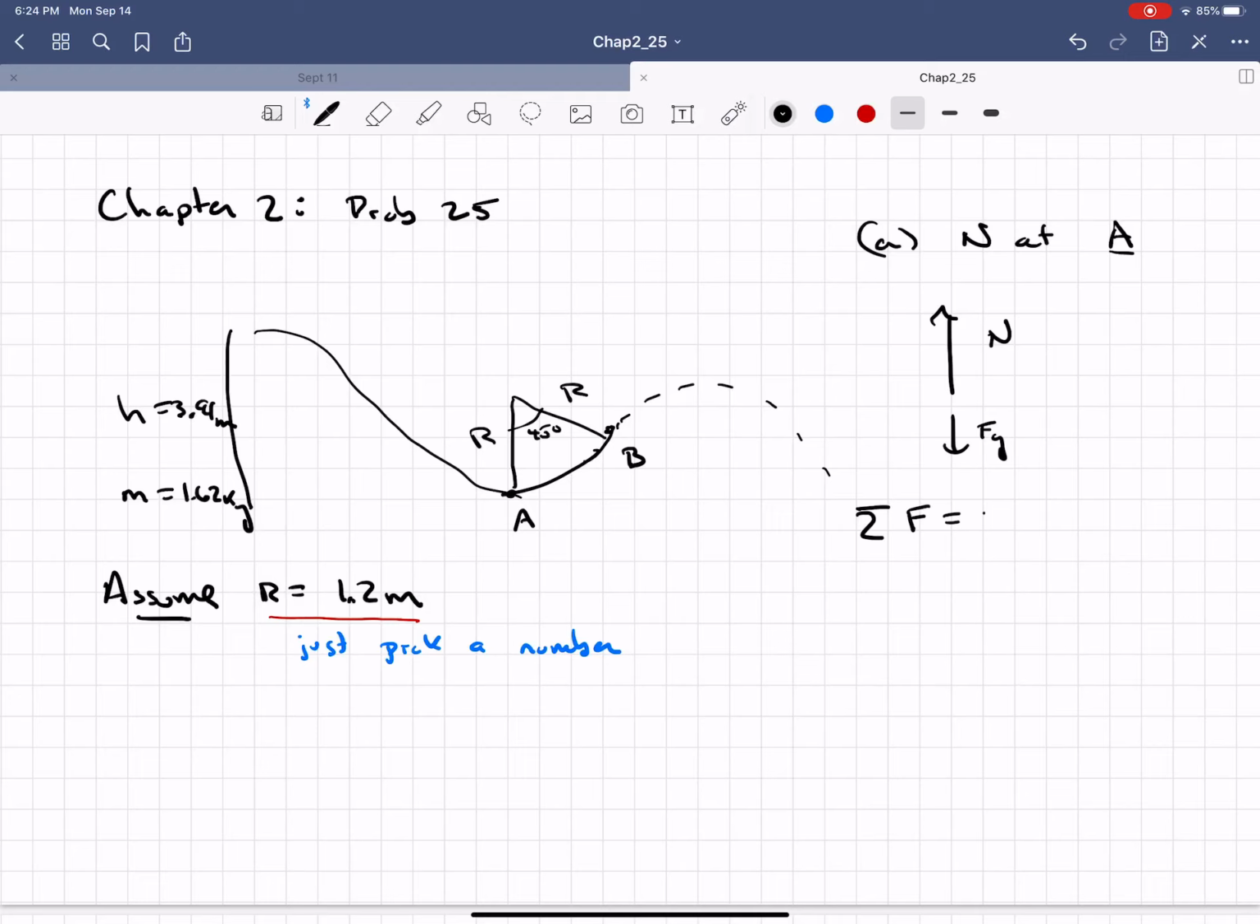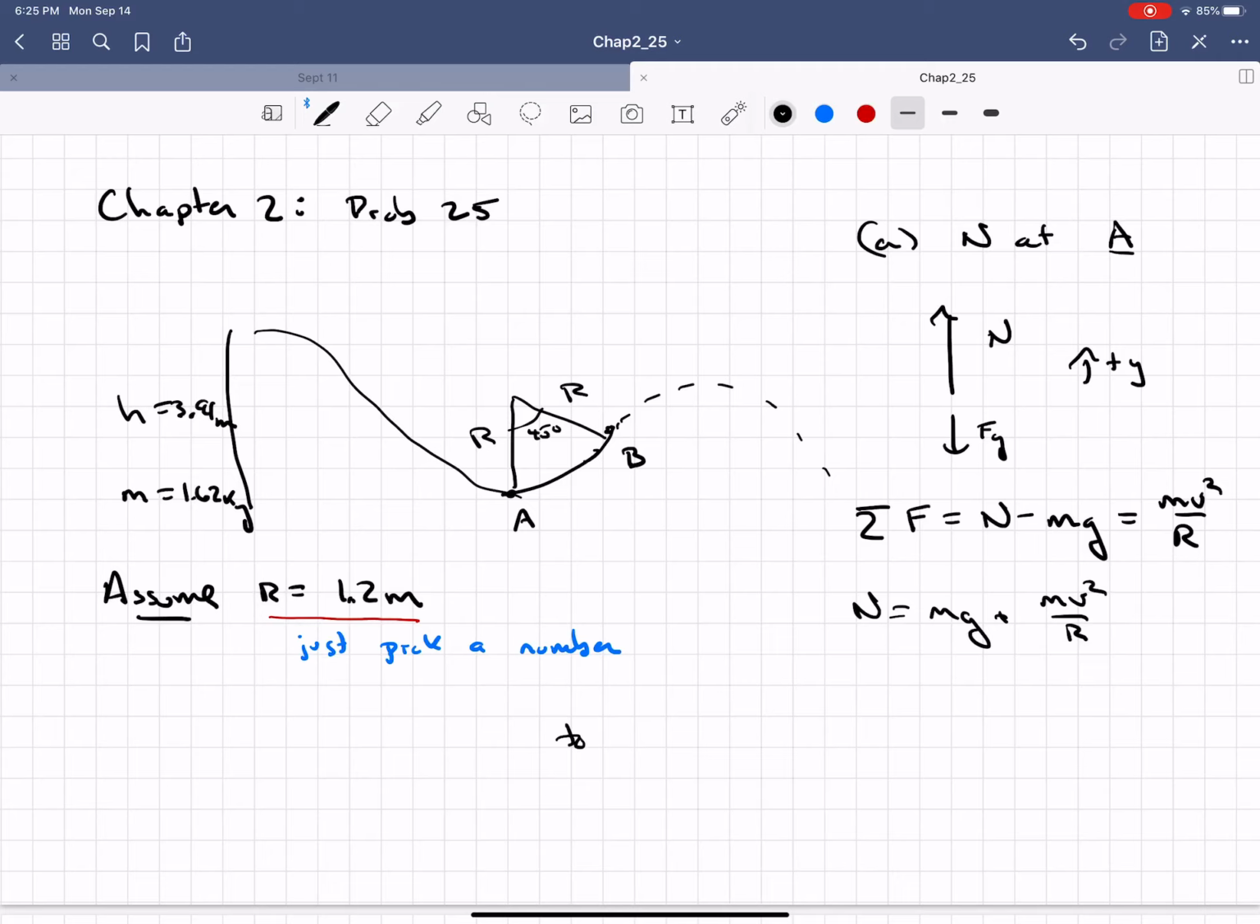So the sum of the forces would be the normal force minus mg, if I say up is the positive y direction, and that would have to be equal to mv squared over r, if there was some fraction there of a circle. And so we would say that the normal force is mg plus mv squared over r.